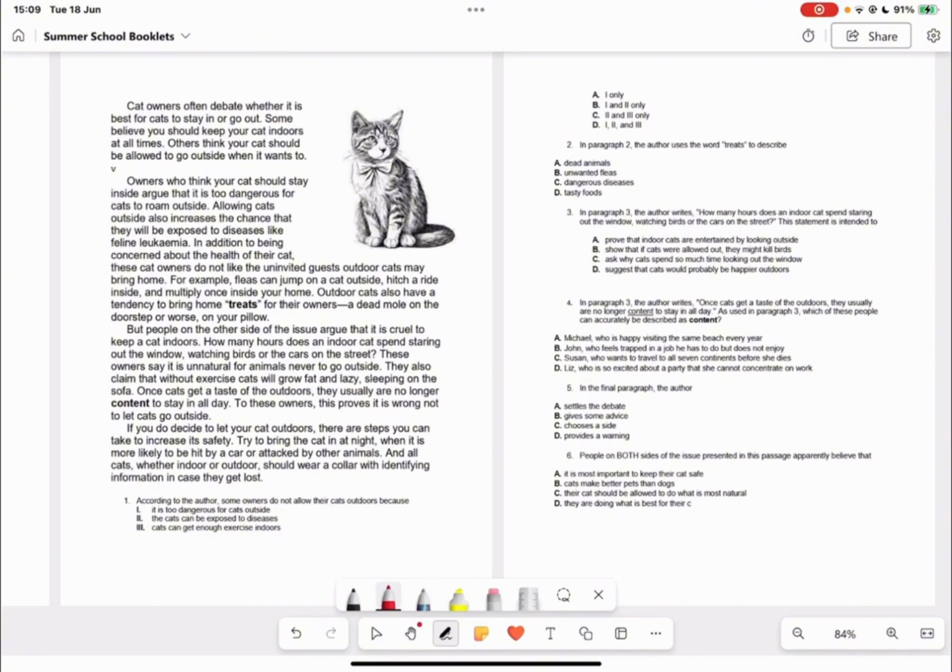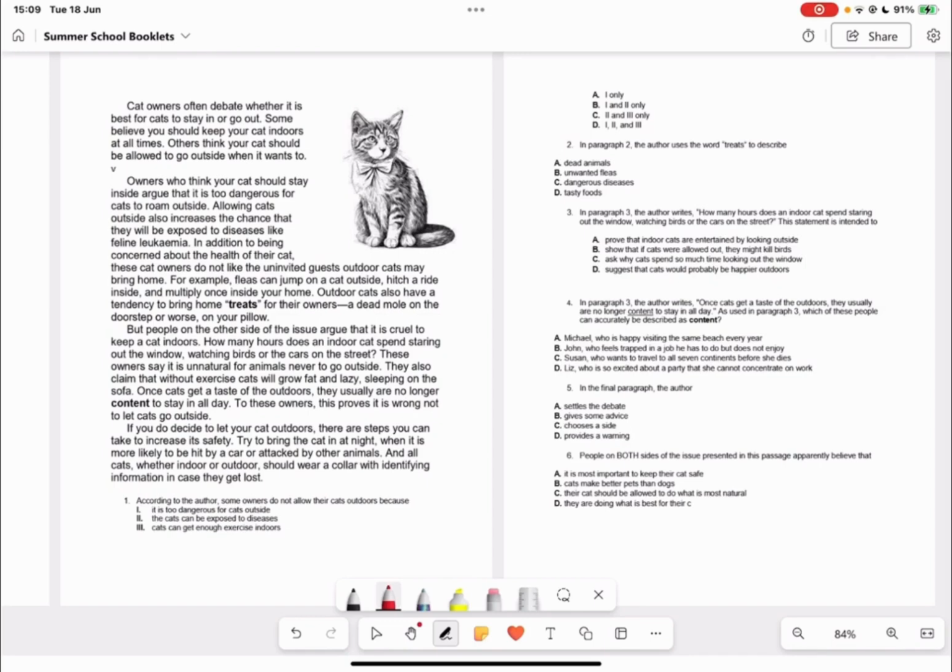The guests outdoor cats may bring home. For example, fleas that can jump on a cat outside, hitch a ride inside, and multiply once inside your home. Outdoor cats also have a tendency to bring home treats for their owners, like a dead mole on the doorstep or worse, on your pillow.